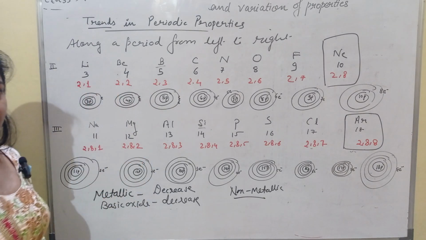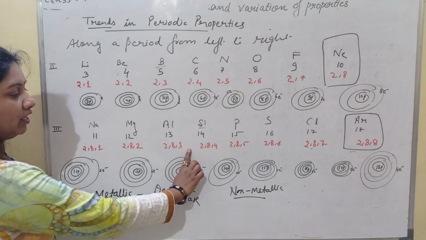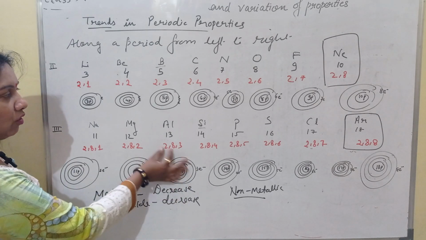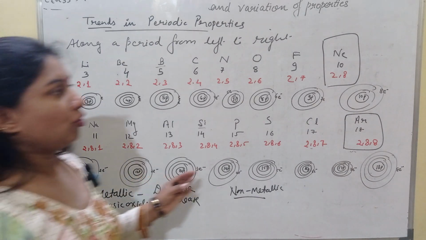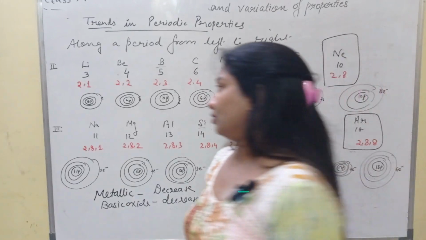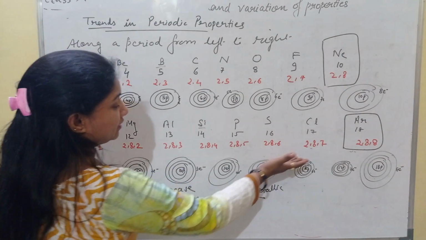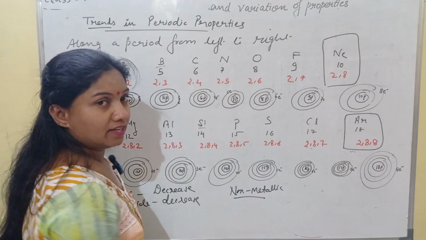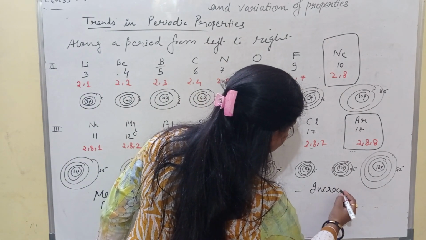But what happened here? It will not accept. It will donate this 3 electrons and complete the octet and complete the duplet. So it will gain the electronic configuration similar to noble gas and become stable. So we have seen that the tendency to accept electron is increasing. That means non-metallic character is increasing. So we will write: non-metallic character increases.